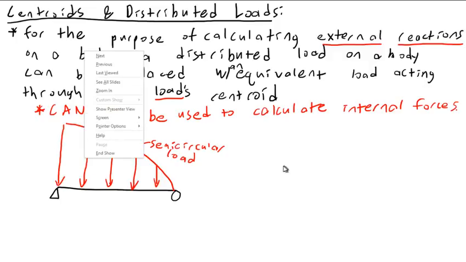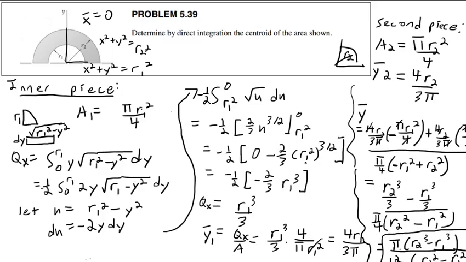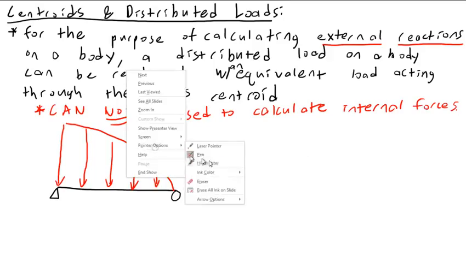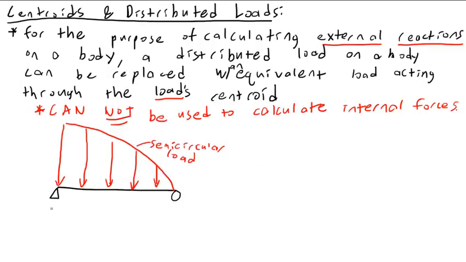Now we can. I chose this because we figured out in the previous slide that the centroid of a quarter circle is 4r over 3 pi, right? Here, and let's say this is 12 feet, and maybe the peak here is, I don't know, 1.5 kips per foot. Okay.